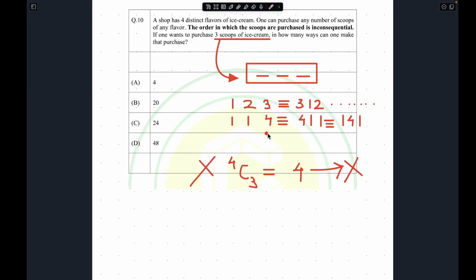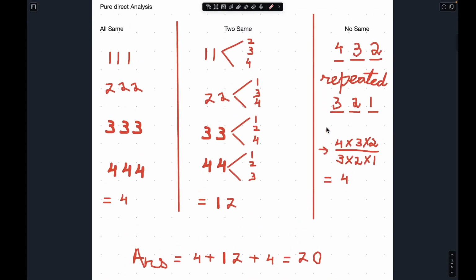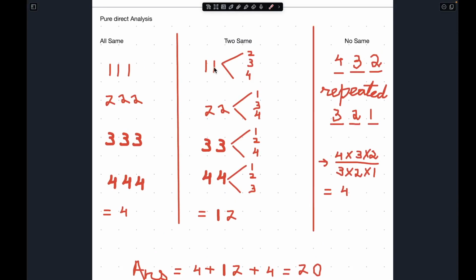So 114 is equal to 411. It is combinations that we are trying to pick up, right? So if I were to take the middle point, it is similar to this one. There is no distinction over there, so we don't need to consider that, right?